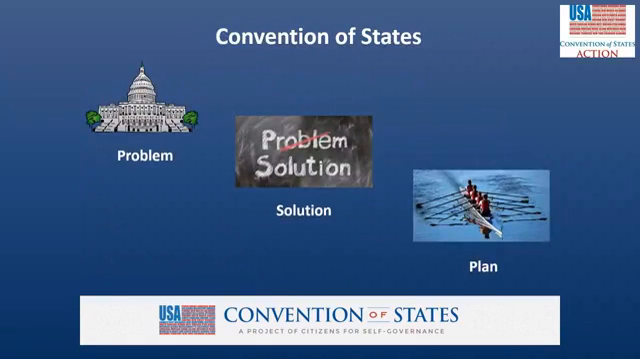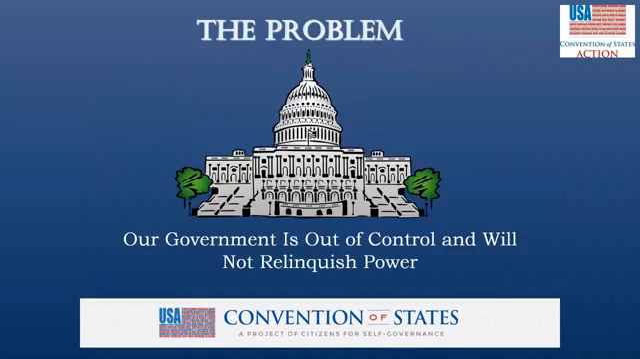Okay, let's get into now what we consider the basics, and that is the problem, what we see as the problem with our federal government, what the solution is, and what our plan is. So those are the three parts of Convention of States.